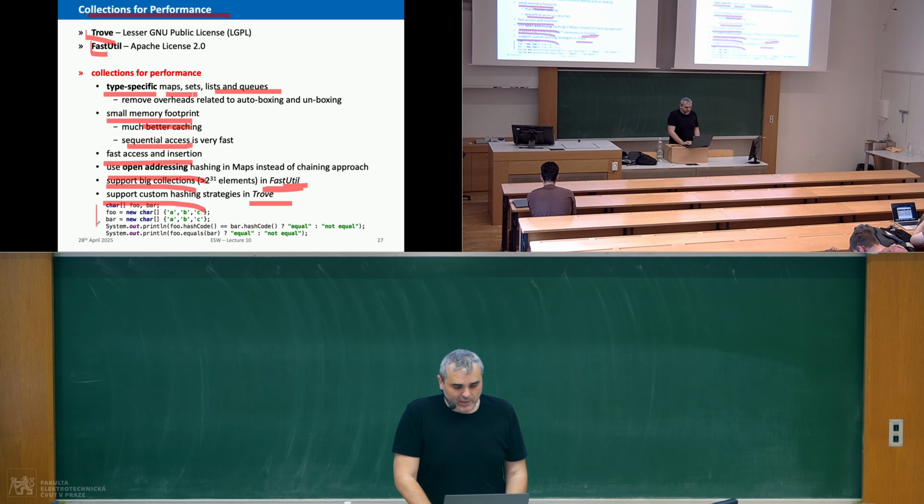Here we have some simple example. Let's create 2 character arrays with three letters only, A, B, C. Let's create 2, foo and bar, and then do the check. Is the hash code of foo and bar equal? What do you think? Both are ABC. Yes, no, true, false. Yes, you mean no. Why?